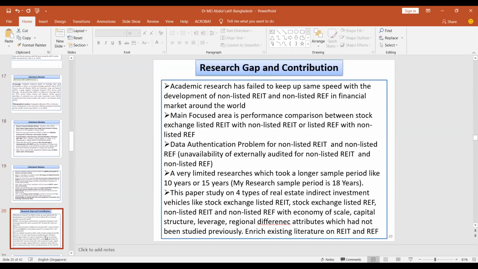And there are some research gaps, and this is my contribution. Academic research has failed to keep up at the same speed with the development of non-listed REIT and non-listed REIF in financial markets. So there are some gaps. Most research focuses on performance comparison between stock exchange listed REIT and non-listed REIT, or listed REIF and non-listed REIF.